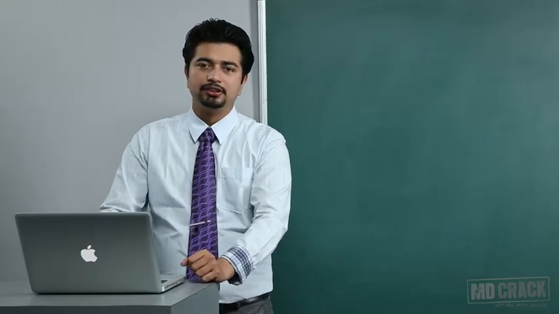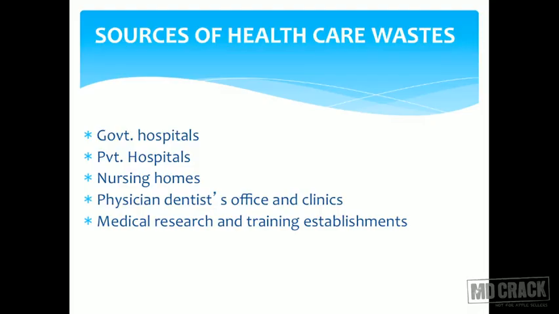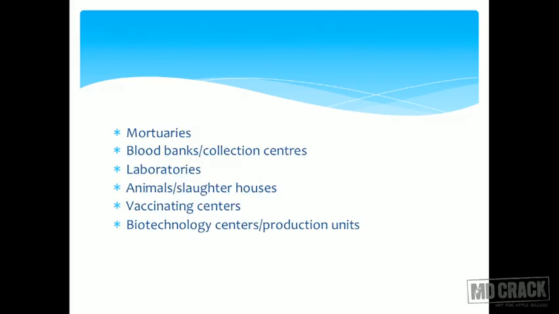Sources of healthcare waste. So what are the sources where this healthcare waste is routinely generated? It is generated routinely in government hospitals, private hospitals and nursing homes. So these are the common places of generation of hospital waste. Physicians' and dentists' offices are minor sources of generation of biomedical waste. Medical research and training establishments are another important source which contribute a lot of burden of these wastes. Other sources are mortuaries, blood banks, blood collection centers, laboratories, animal houses, slaughter houses, vaccination centers and biotechnology hubs. So this is a small representative list of where these kinds of waste may be generated.